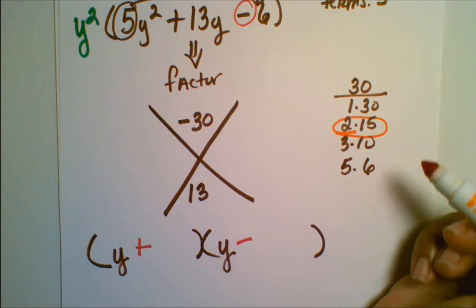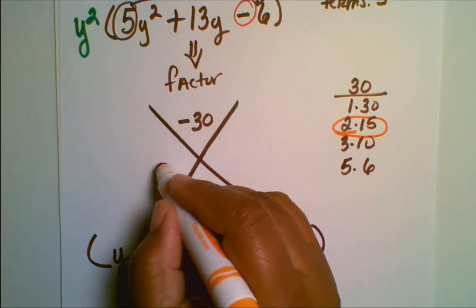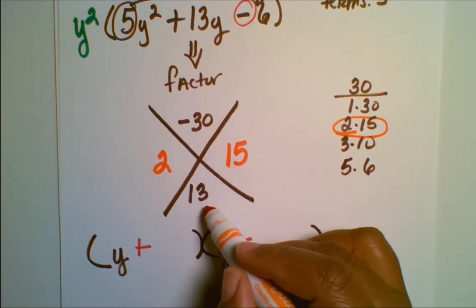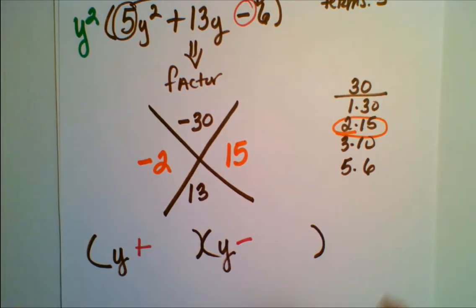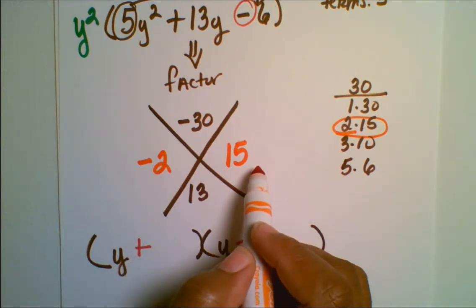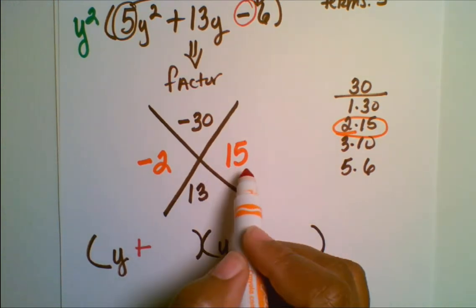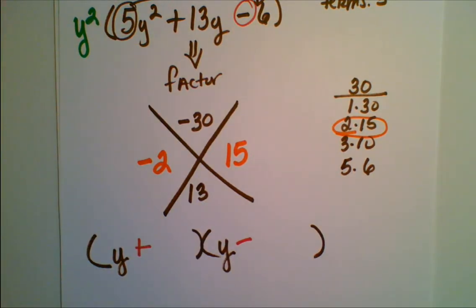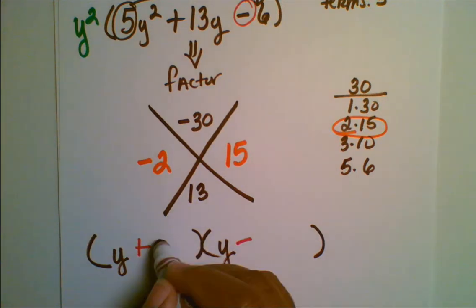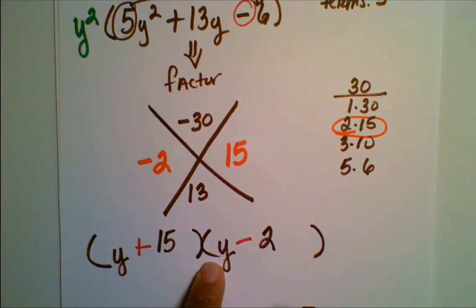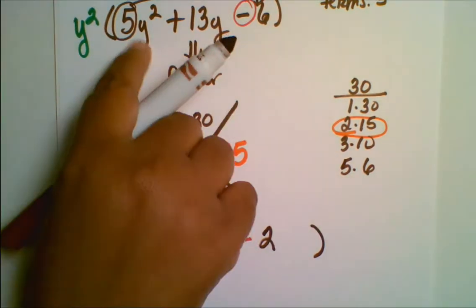2 and 5. 2 and 15. When we add those, we want positive 13, so what must be negative is going to be the 2. So negative 2 times 15 is negative 30. Negative 2 plus 15 gives us 13. So the 15 must be positive, the 2 must be negative. So we slid. Now we're going to divide.